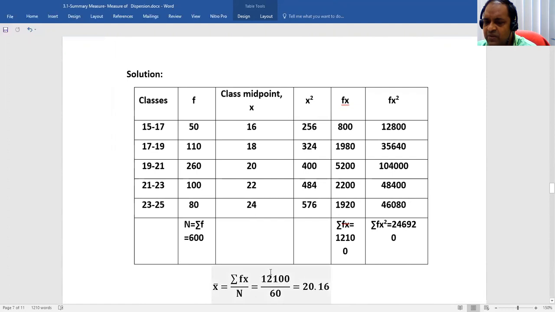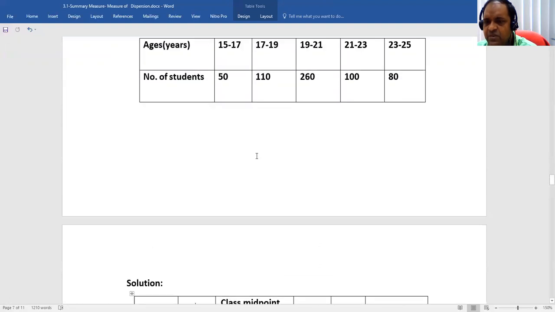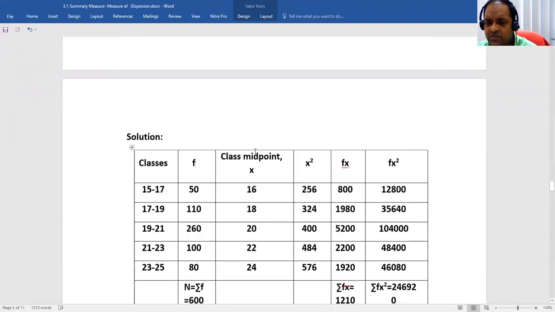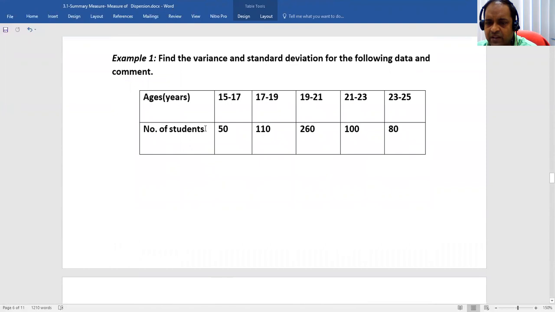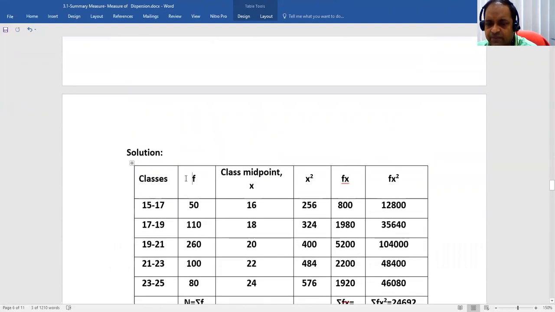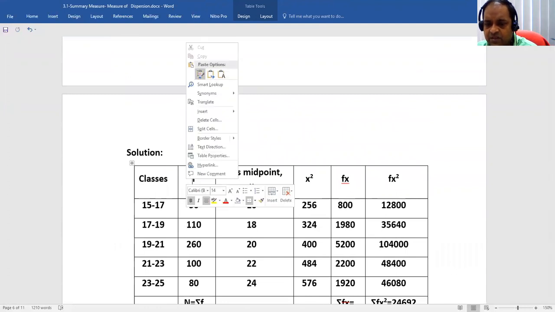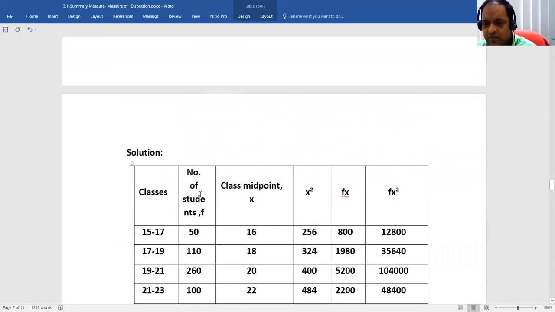First of all, you have to calculate the x bar, which we calculated before. You have to find the midpoint. From the midpoint, you have to find fx, f multiplied by x, and for the variance we need x squared. Then you have to multiply by the frequency, that is, the number of students. As I said, the number of students is nothing but the frequency, denoted by f. So you can write number of students here.